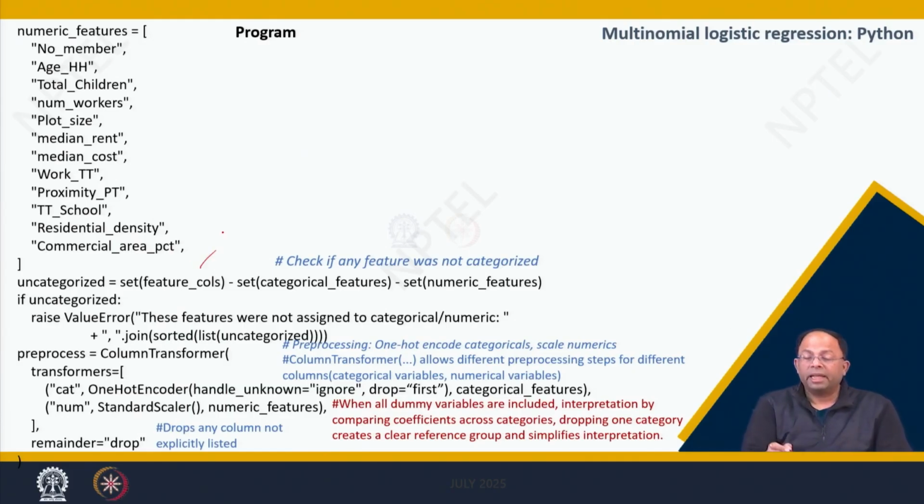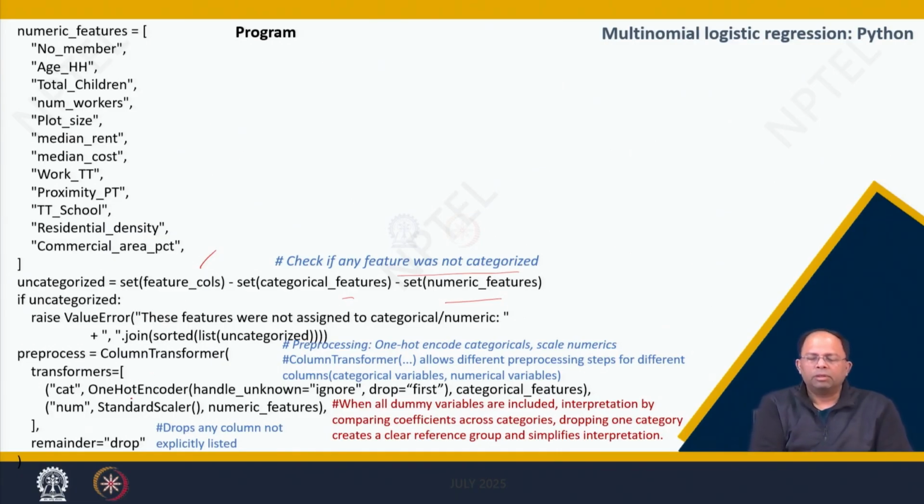Once we have done that, again we can run a check, same as earlier. That means we check if any feature was not categorized. We take the total number of features minus categorical features and numerical features. If something remains, we can raise a value error saying these features were not assigned to categorical or numeric. So we can list those features which are not assigned, but here we have taken all.